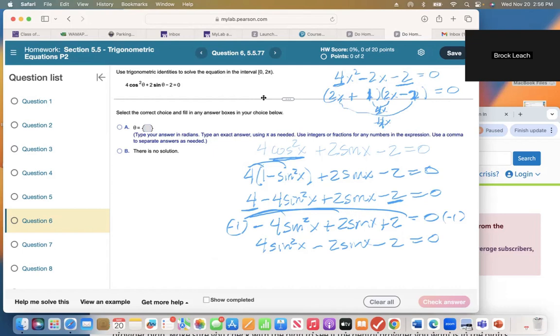All right, and then we can put sine back in there. So the factored version of this would be 2 sine x plus 1 and 2 sine x minus 2.